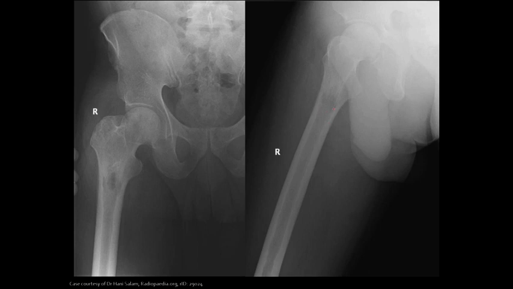On the frog leg view, we can see where it's much less defined though, so it has a longer zone of transition. So we're more of a permeative slash moth-eaten osteolysis. It's an older individual here.